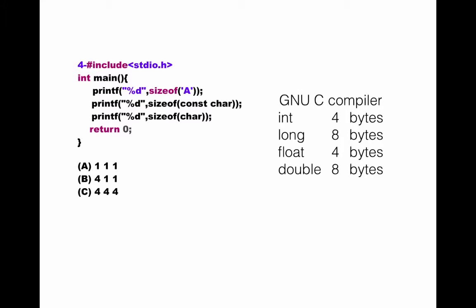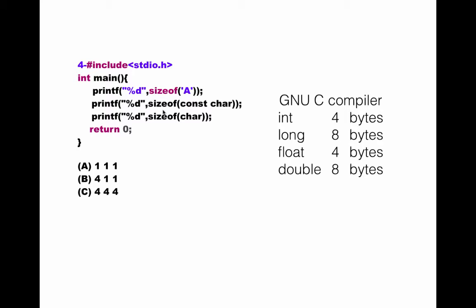The next question has a new trick, which is the first one. What is this? We all know that this is character A, of course, but is it treated like a char, or is it treated like something else?